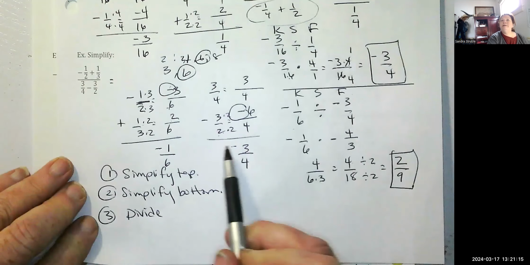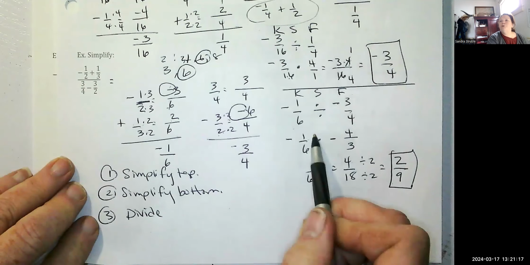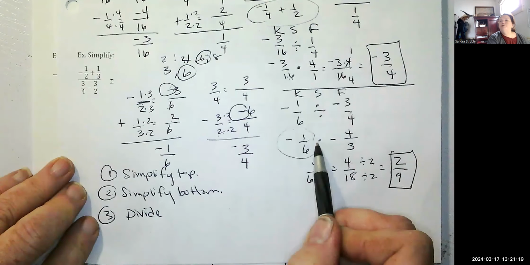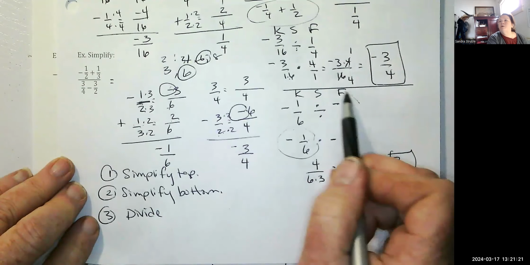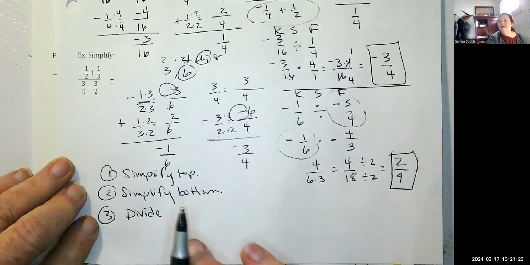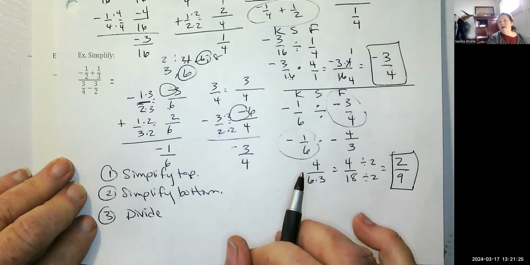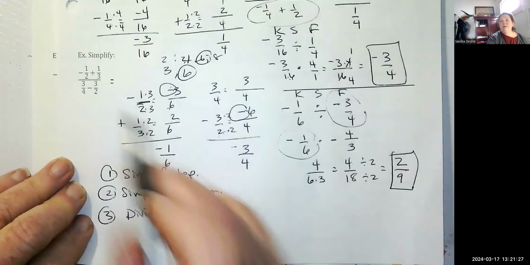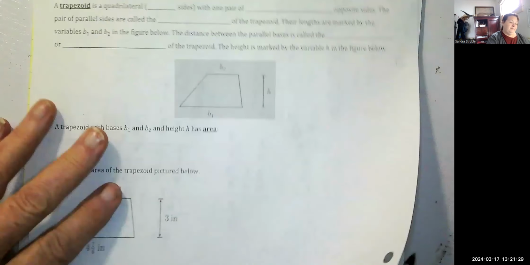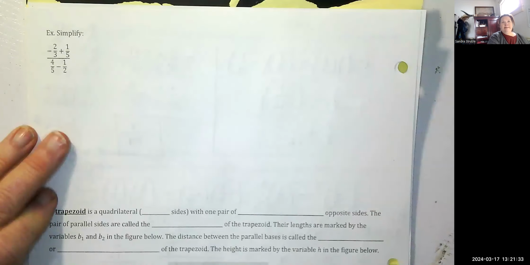Okay. You want to get your numerator down to just one term. You want your denominator to be just one term. Then you can divide it. You do not want to have more than one term to deal with. It won't work, especially, well, only if they're adding and subtracting. So let's simplify the top.